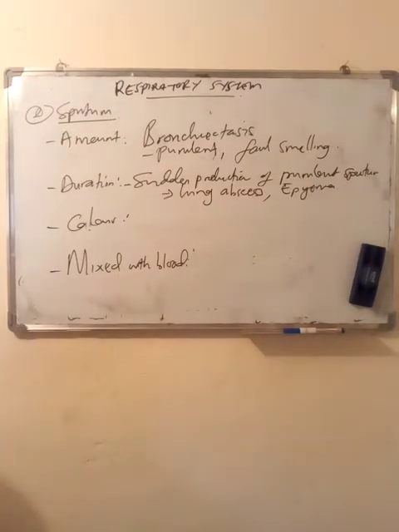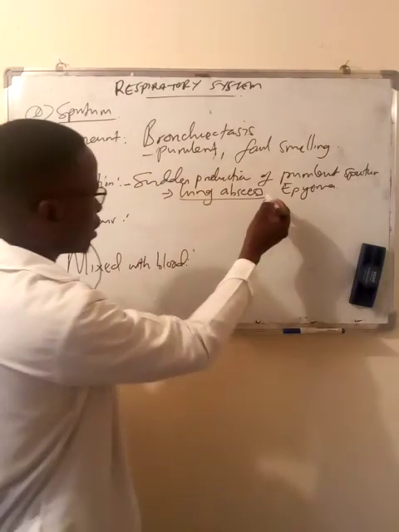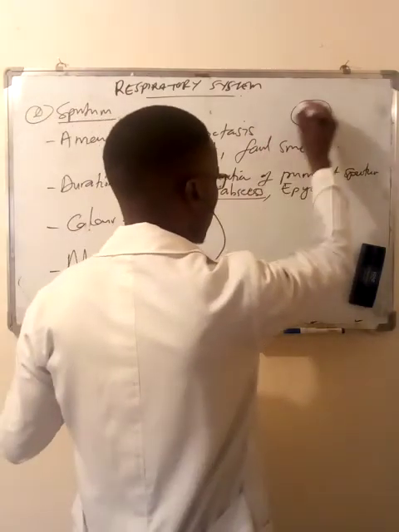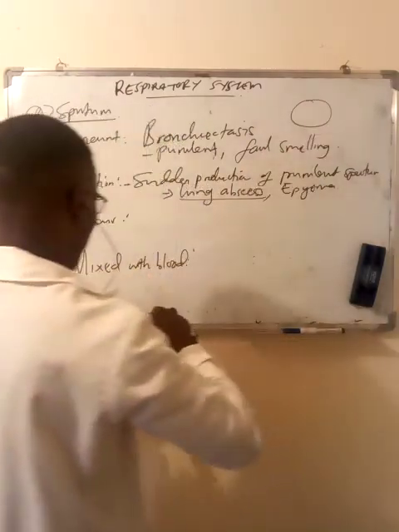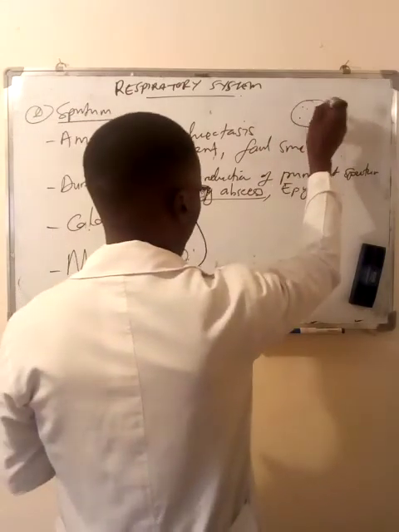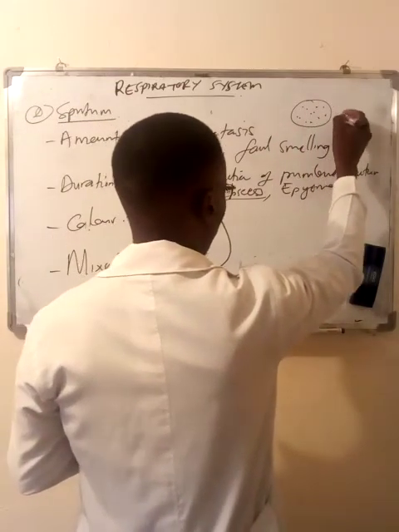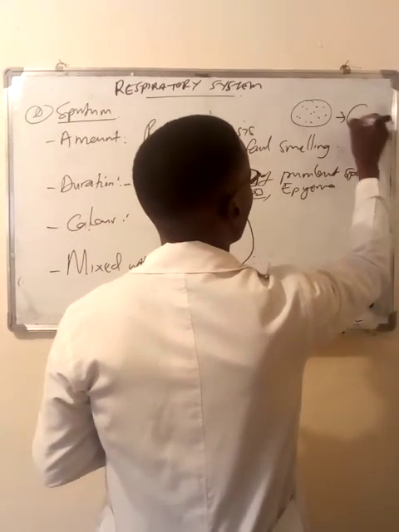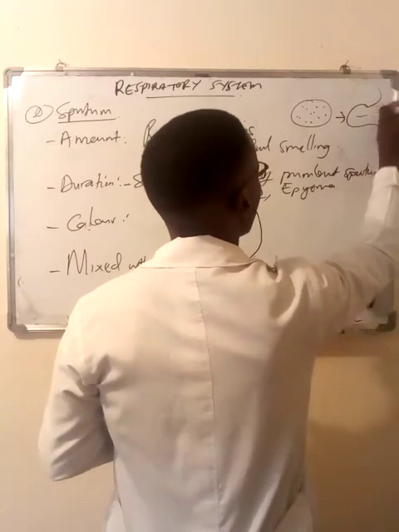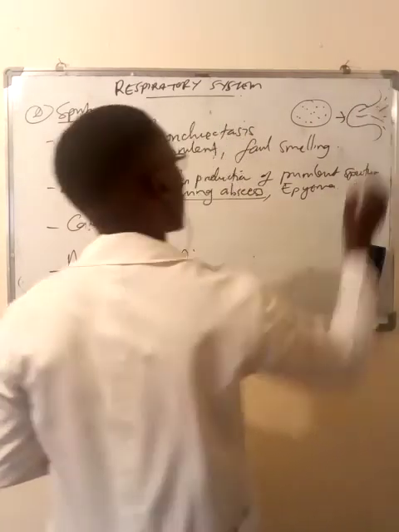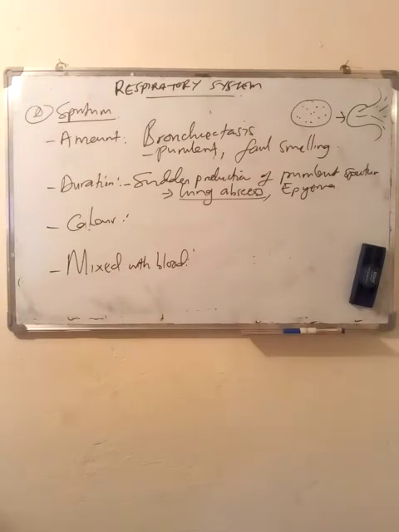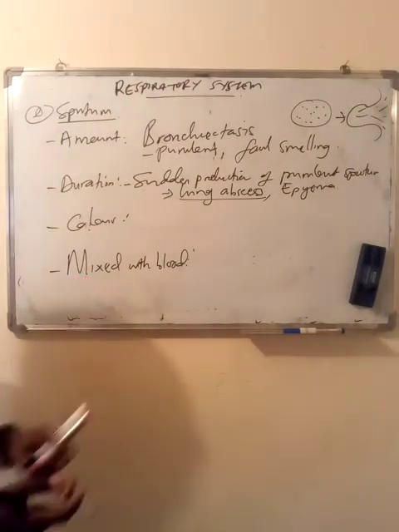So if the lung abscess ruptures, because there was that abscess, now an abscess, there's collection of what? There's collection of pus inside there. And then that lung abscess suddenly ruptures, releasing the pus, and that pus mixes with the sputum. So you're going to find that the sputum is purulent.